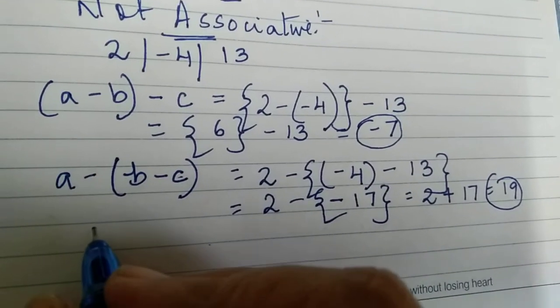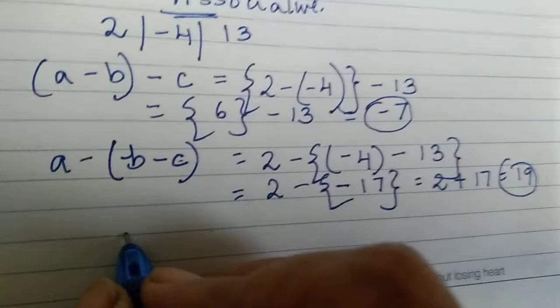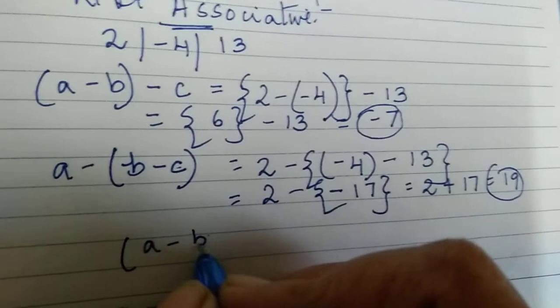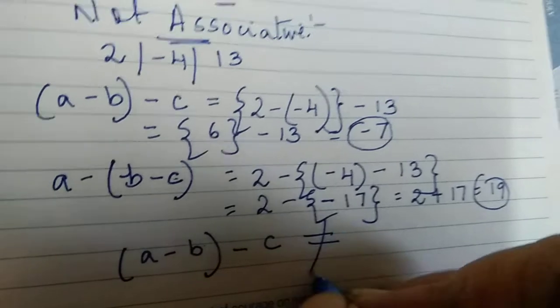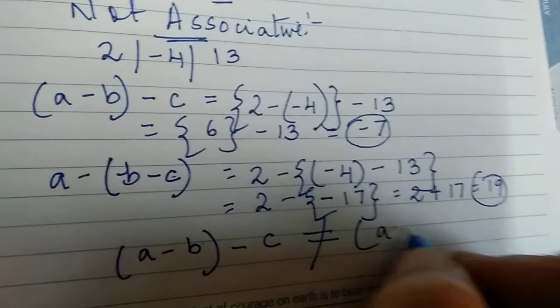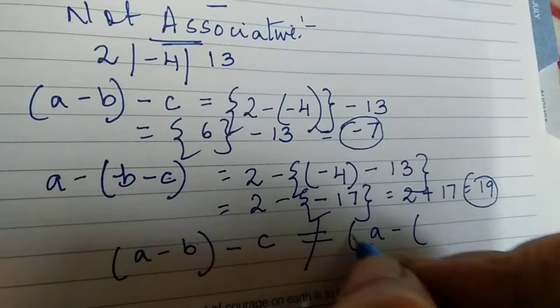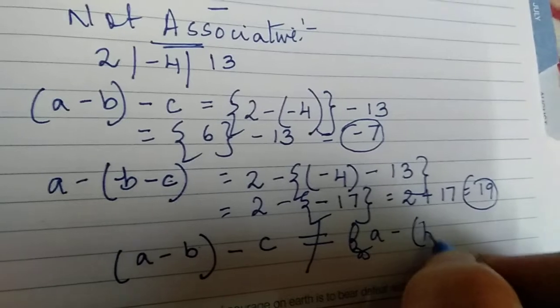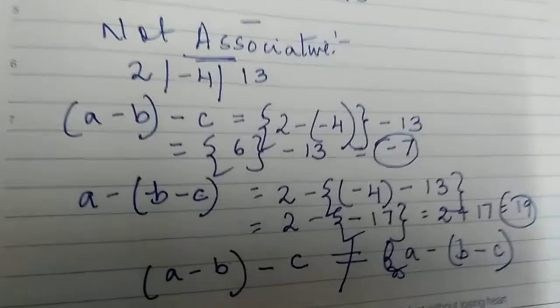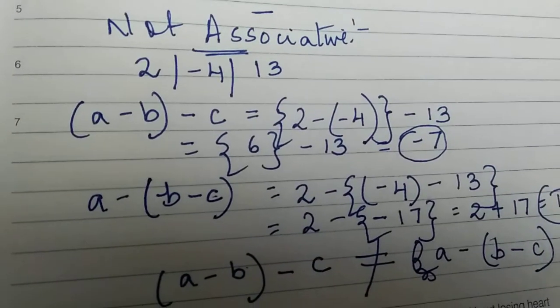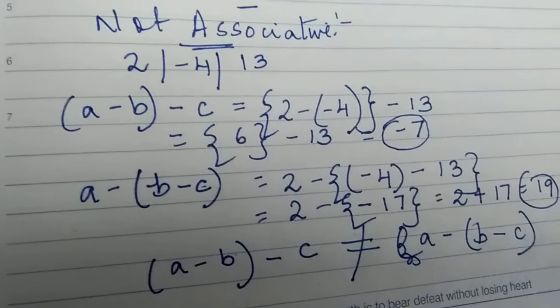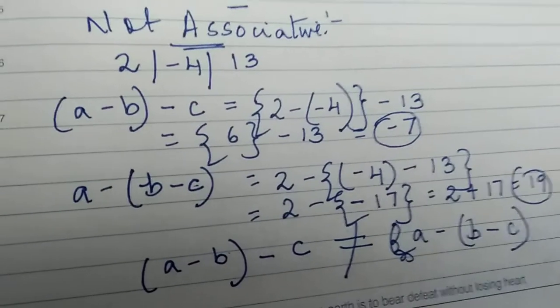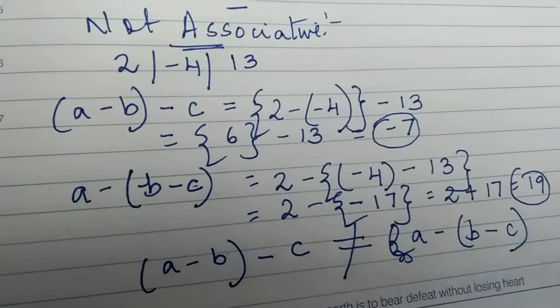Okay. So we can see that A minus B minus C is not equal to A minus B minus C with the bracket placed differently. The result is absolutely different. Did you understand clearly? Go through this video several times. I'll just do one or two questions.